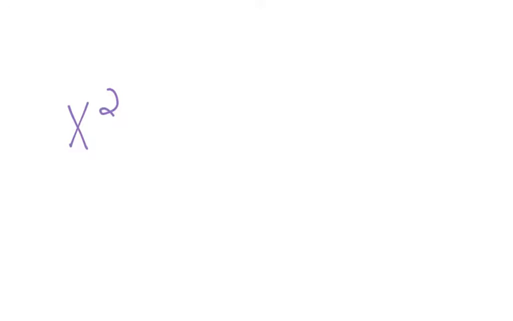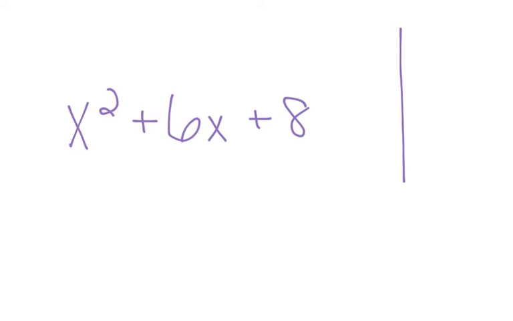x squared plus 6x plus 8. So again, what two numbers multiply to be 8? Sometimes I'll do it as a T-chart. So multiply to be 8, add to be 6. Again, if you're not comfortable with your times tables, you think about your factors of 8.